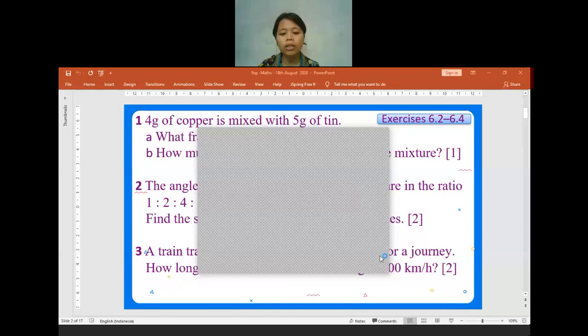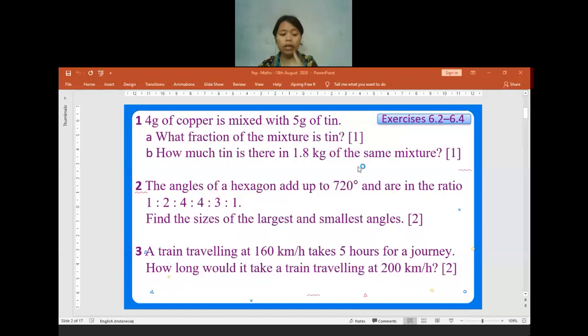Continue to question 3. Okay, let me continue to question 3 then. A train traveling at 160 kilometers per hour takes 5 hours for a journey. And then now the train is going the same journey but at a different speed. Now the speed has changed to 200 kilometers per hour.